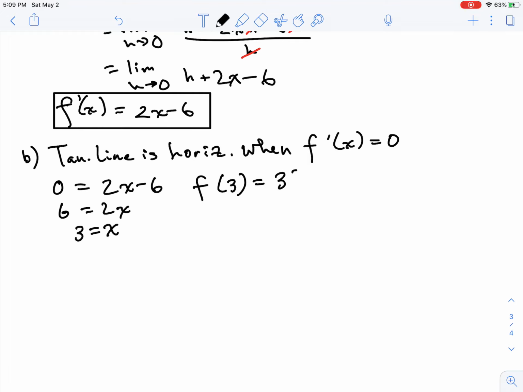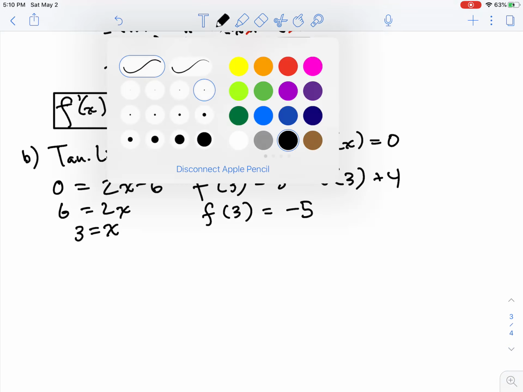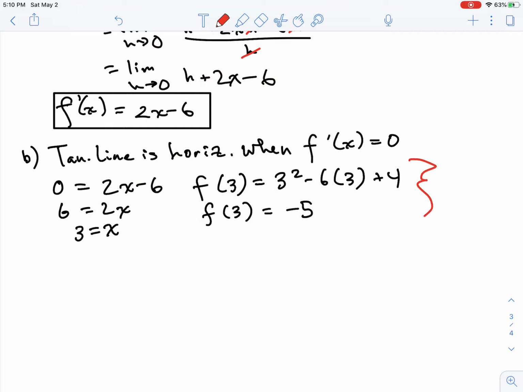So f of 3 of our original function is 3 squared minus 6 times 3 plus 4. So f of 3 is equal to 9 minus 18 plus 4, which is negative 5. So make sure you do this, and I'm just going to really emphasize, not f prime of 3. Make sure that you plug into the original function. So I can then say the following.